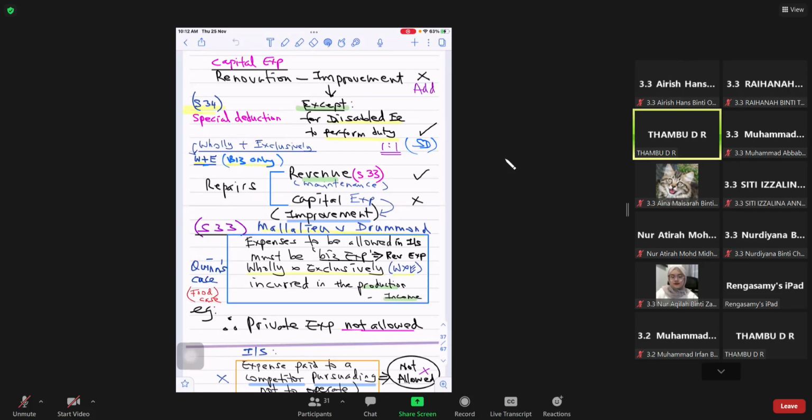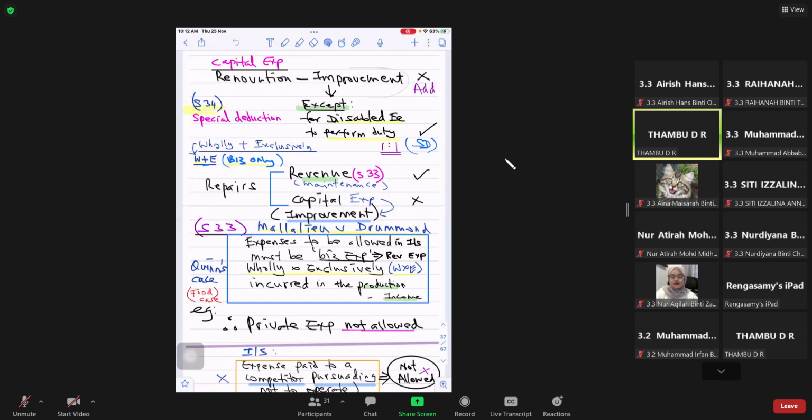You must add to the asset. Do not record in the income statement. So what is the meaning of capital expenditure? This you can use IAS 16, property, plant, equipment. IAS 16 says capital expenditure means, for example, renovation, enhancement costs, improvement to asset.